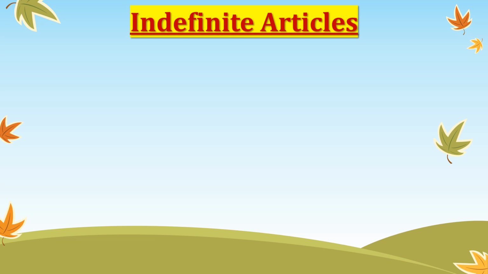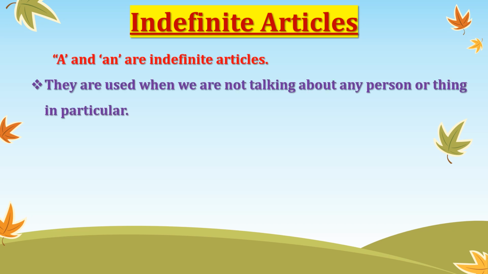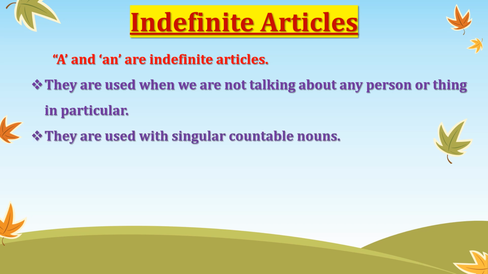Indefinite articles. A and an are indefinite articles. They are used when we are not talking about any person or thing in particular. That means we use them for general things. They are used with singular, countable nouns. I repeat, with singular, countable nouns. So that means they are used for those nouns which are singular and we can count them.